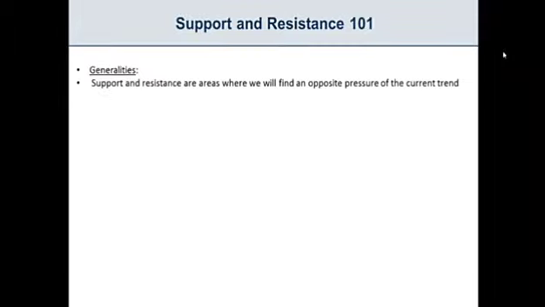Remember that support and resistance are areas where we will find pressure opposite to the current trend. This means that if we are in an uptrend, for example, and we hit a very big area of resistance, we will find bearish pressure that will want to take price down. And in the opposite case, if we are in a downtrend and we hit a massive area of support, we will find enormous bullish pressure that will want to take price up, and this is where we're going to try to profit from.